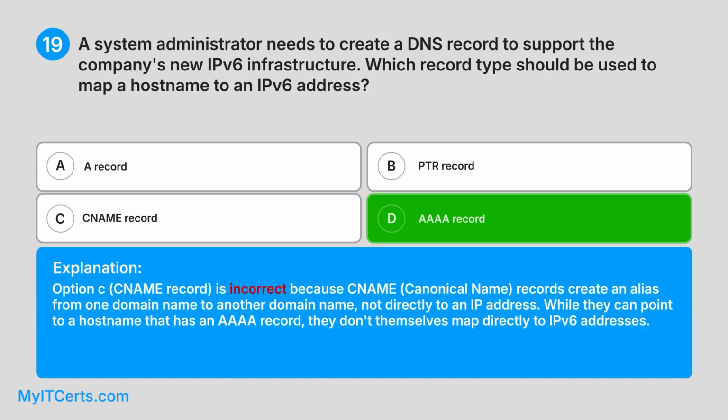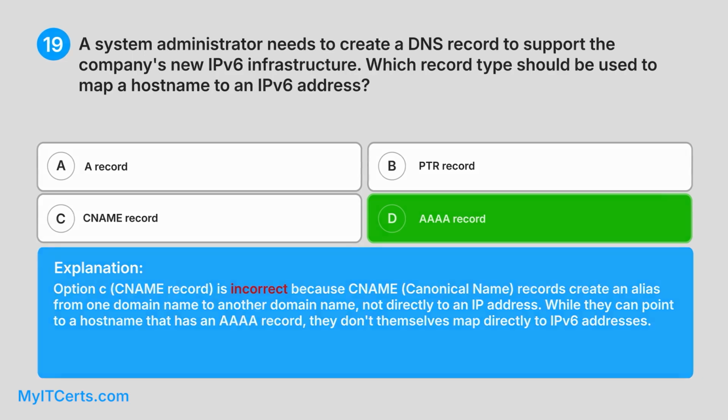Option C, CNAME record, is incorrect because CNAME records create an alias from one domain name to another domain name, not directly to an IP address. While they can point to a host name that has an IPv6 record, they don't themselves map directly to IPv6 addresses.